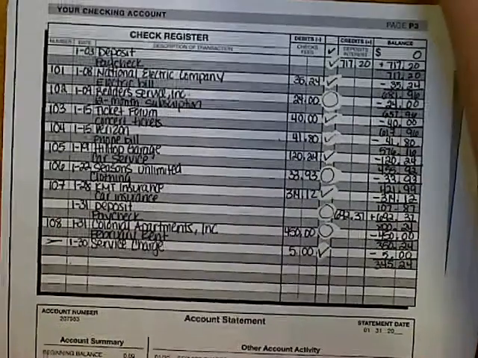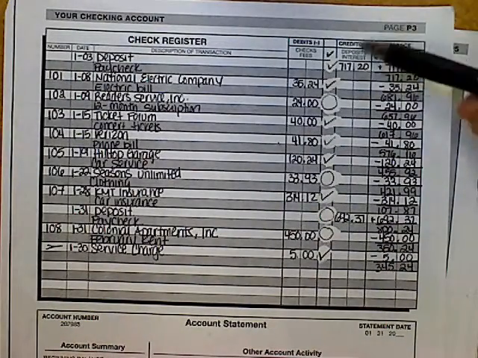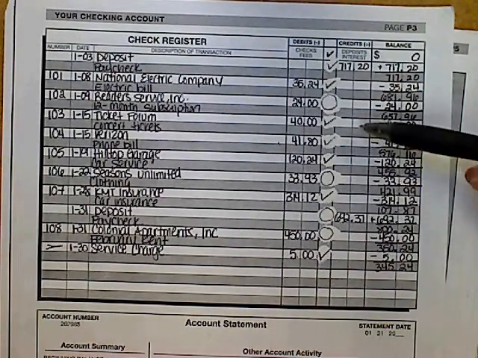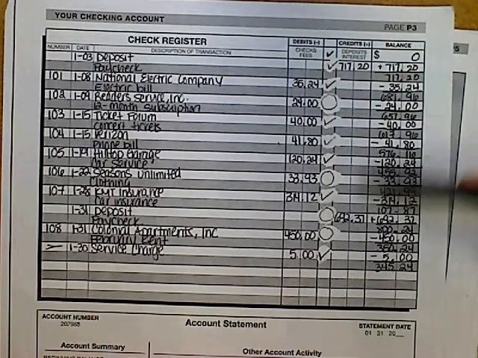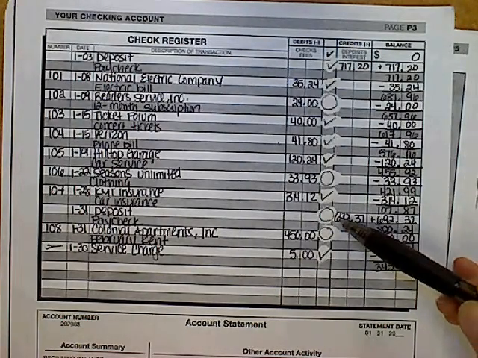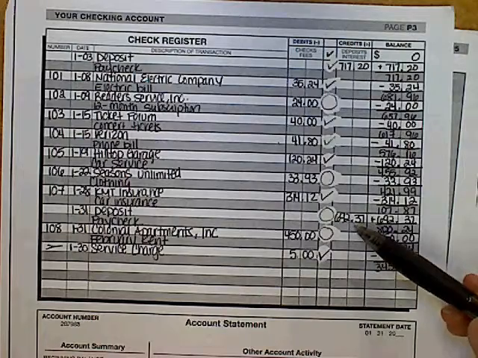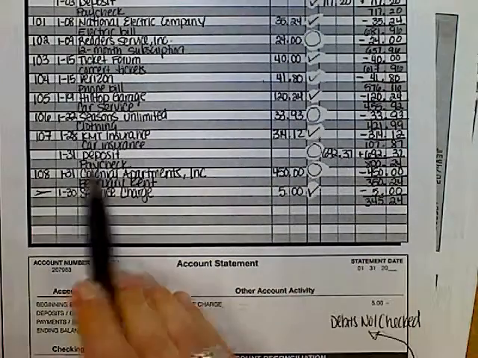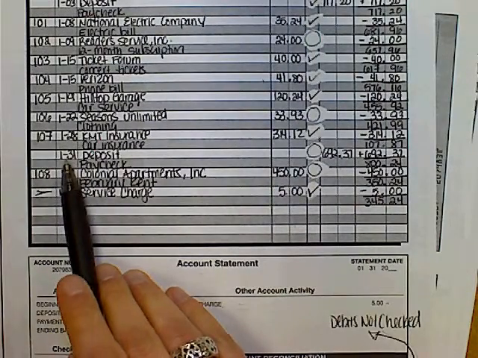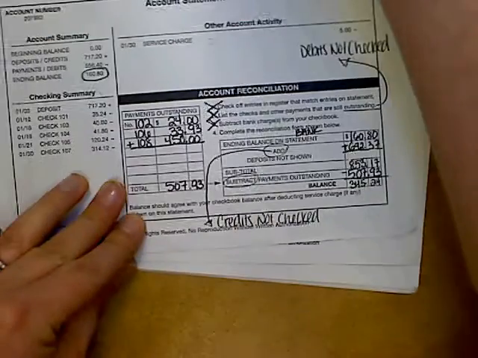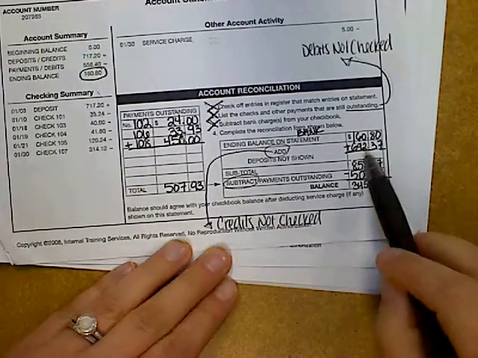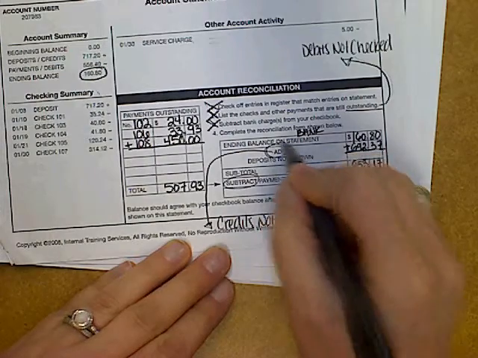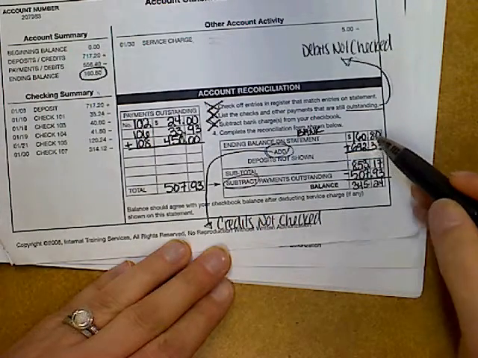Alright, the next step is step 3. Step 3 says subtract bank charges from your checkbook. So we said before this service charge was given to us by the bank. This could be because we took money out of an ATM or we didn't keep a minimum balance in our account. There's lots of reasons why they might charge us a service charge. But this one's for $5. So we're going to subtract it from our checkbook. That's going to be the last thing that we take off.